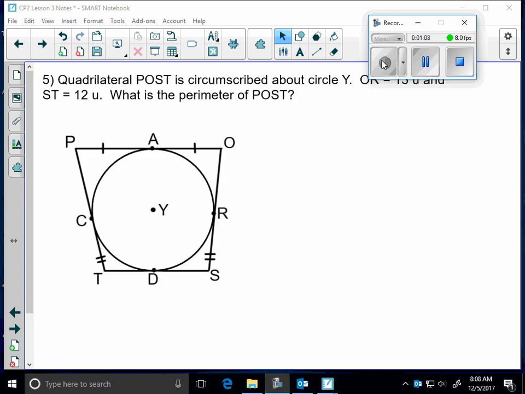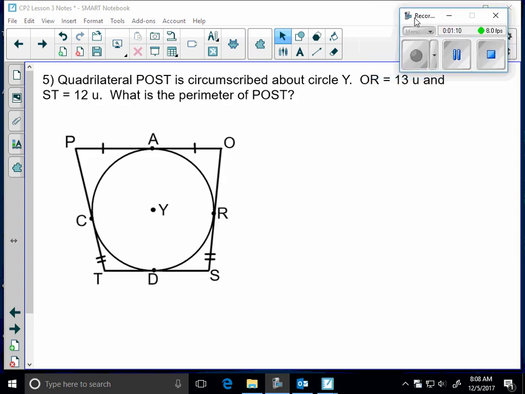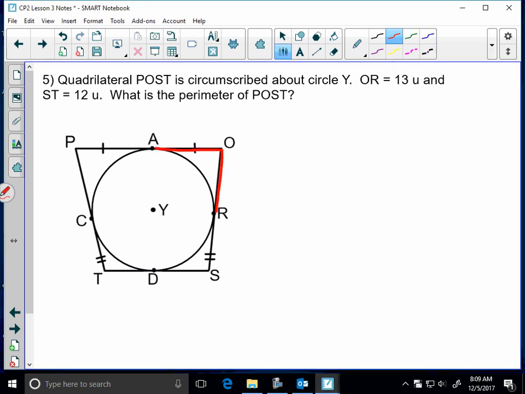All right, so let's employ some of our skills here to this quadrilateral. It's circumscribed about a circle. So that means that the circle has 4 points that touch the quadrilateral's edges. Okay, OR is 13. So first of all, what would have to be true about this and this? They got to be congruent, right? They're both tangent lines from a similar point O.